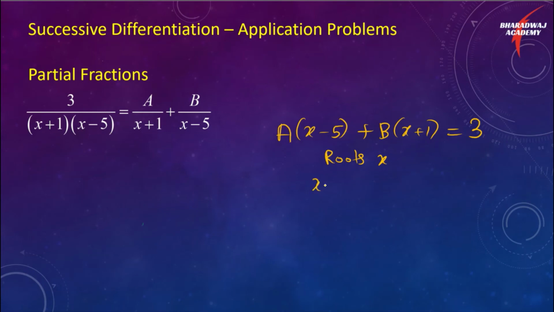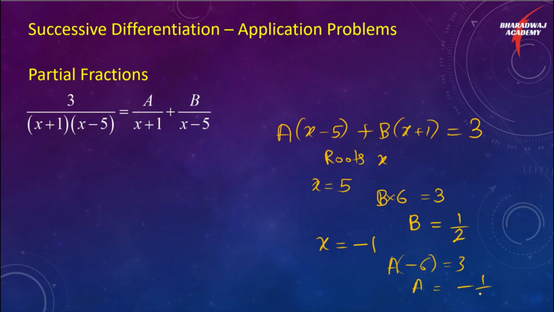What happens when x is equal to 5? This whole term gets cancelled, so we'll not bother writing it. So b into (5 plus 1), which is 6, is equal to 3. So b will be equal to 3 by 6, which is half. Now if I substitute the other root, it is minus 1, because plus 1 minus 1 gets cancelled. This whole term collapses. B is eliminated. We have only a. So a into (minus 1 minus 5), which is minus 6, is equal to 3. A is minus half.